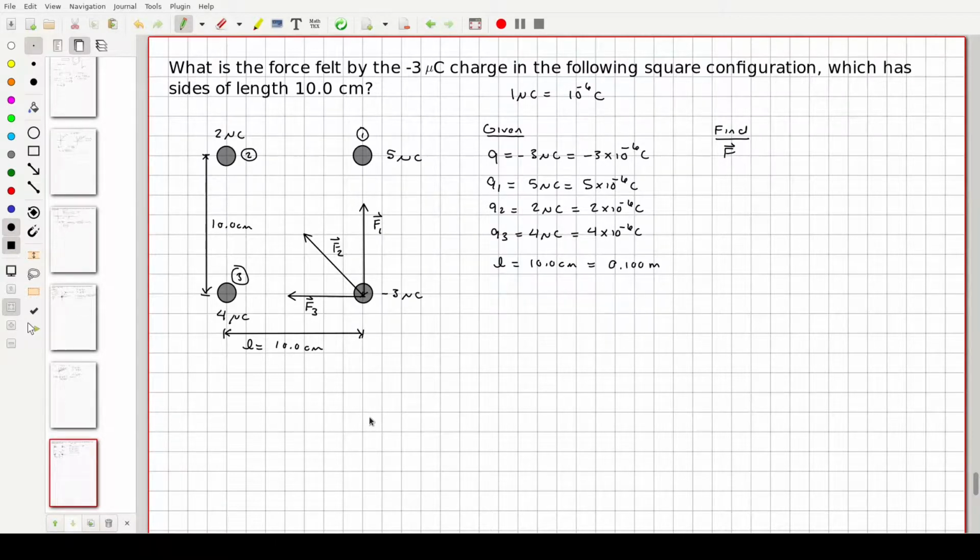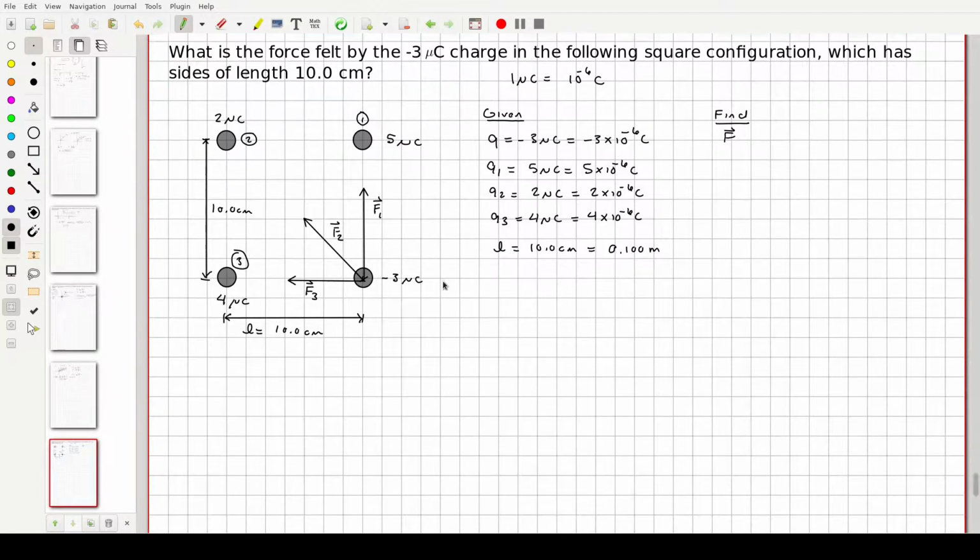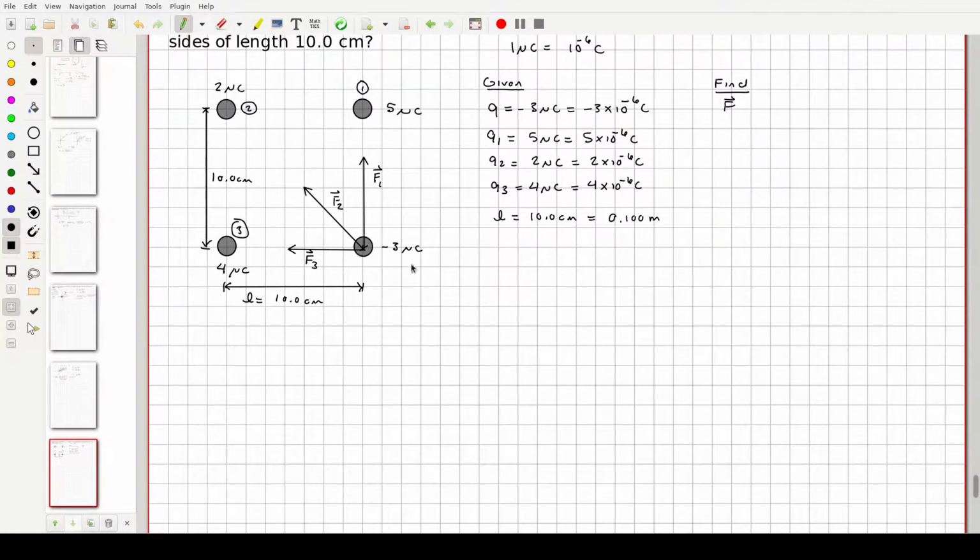Now, if you remember University Physics 1, we have 3 forces at work here, which means it'd probably be a good idea to draw a force diagram. So here's our force diagram right here, centered on our charge Q. We have a force that goes up like this. Let me draw that a little bit better. A force that goes up like this. A force that goes this way. And a force that goes this way.